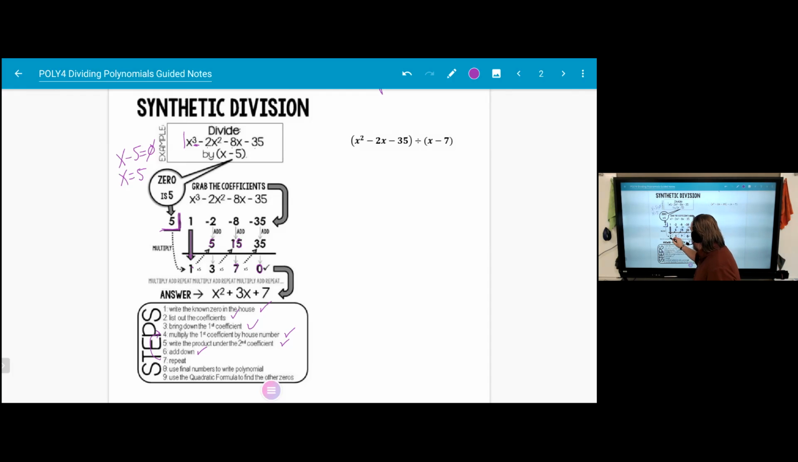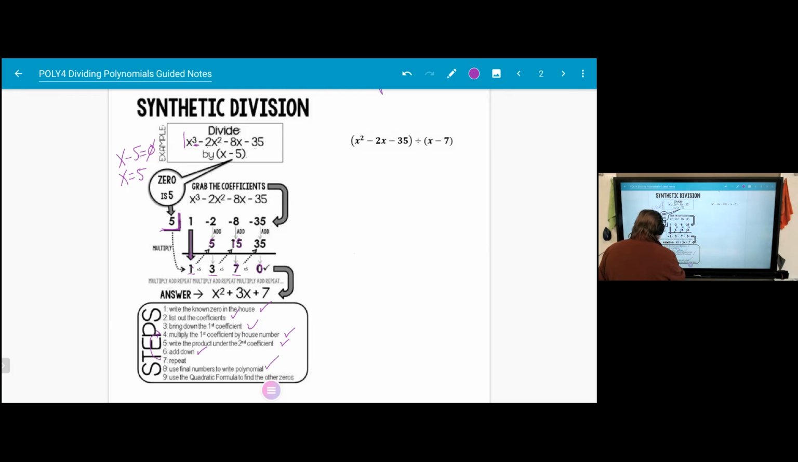This tells you how many x squareds I have. I have 1x squared. Then the next one tells you how many x's you have, plus 3x. Then the next one tells you how many just solo values or constants you have, plus 7. And then you get the remainder. In this case, it's 0, but if there was one, you could put the remainder over the divisor again. Now, this is the final polynomial.